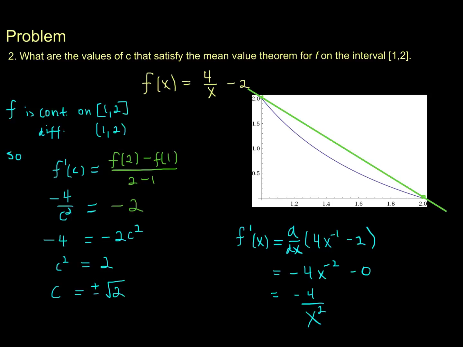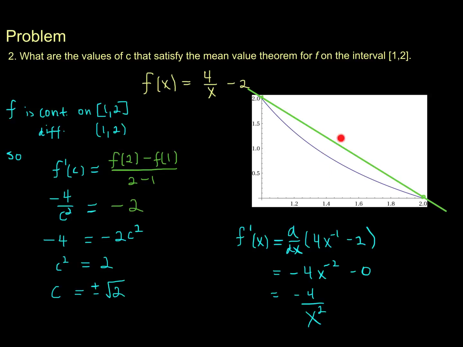Now, these are the values for c, but notice a couple of things. C is the input to my derivative. So the positive square root of 2, well, that's something that is actually in my interval from 1 to 2. Positive square root of 2 is going to be in between 1 and 2, obviously, because 1 squared is 1 and 2 squared is 4. In fact, you could type this in your calculator and you get about 1.41. So that's going to be around here.